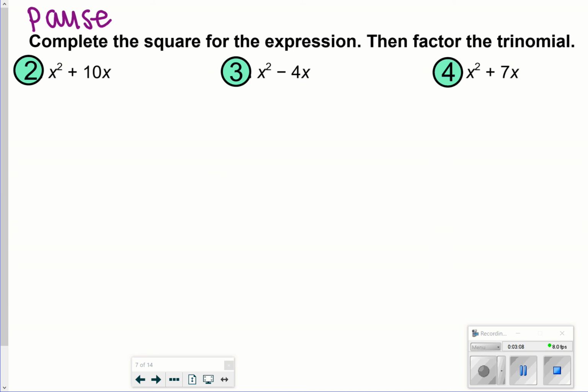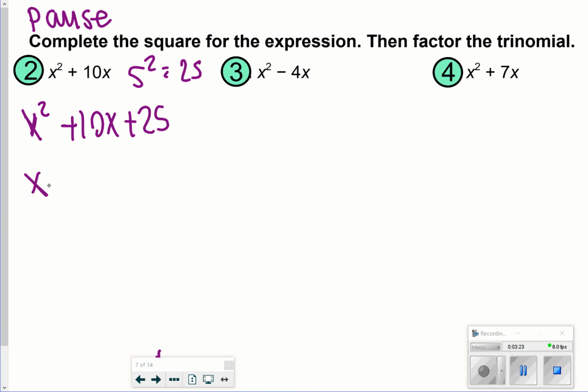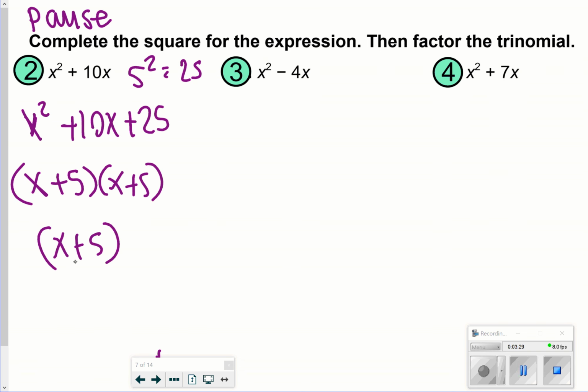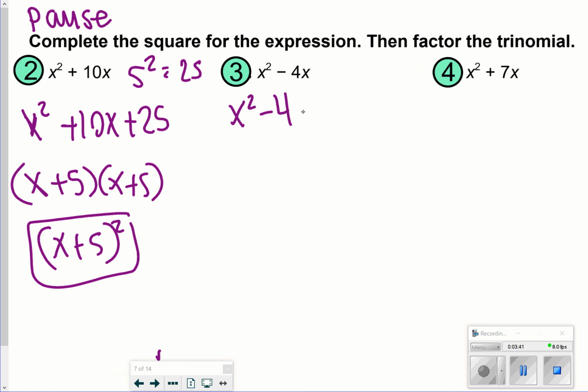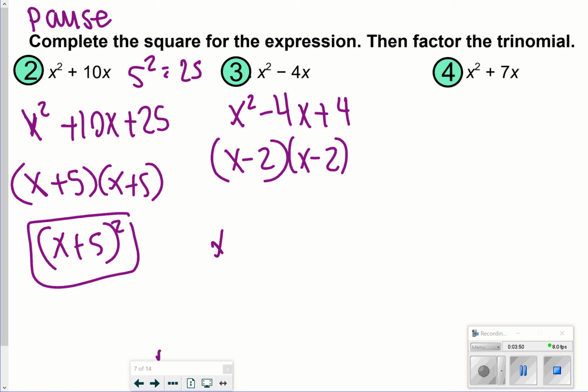Alright, so for number 2, half of 10 is 5, and 5 squared is going to give me 25. So I'm going to add that back to the original problem. X squared plus 10x plus 25. And then my factored version would be x plus 5 times x plus 5, which is x plus 5 squared. In number 3, half of -4 is -2, and -2 squared is 4. So I'm just going to add that back to my binomial. So I'll have x squared minus 4x plus 4. And then factoring that, I'm going to get x minus 2 times x minus 2, which is x minus 2 squared.